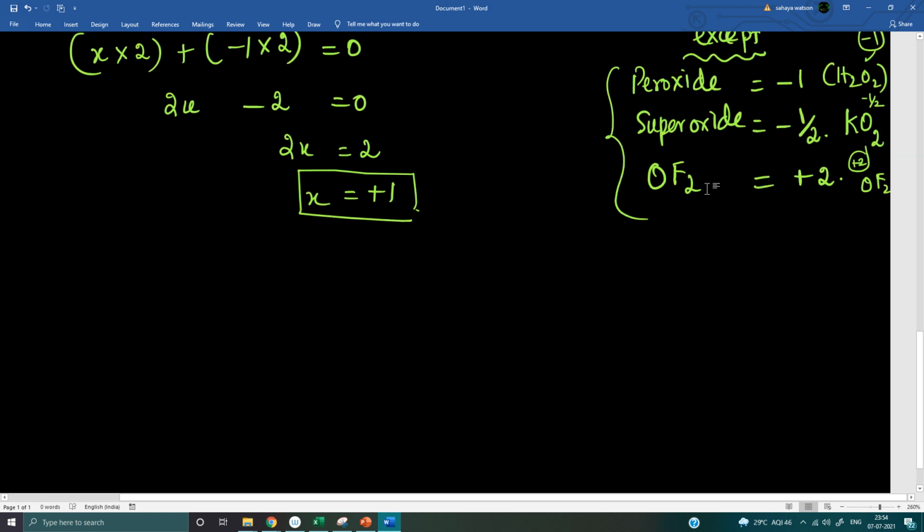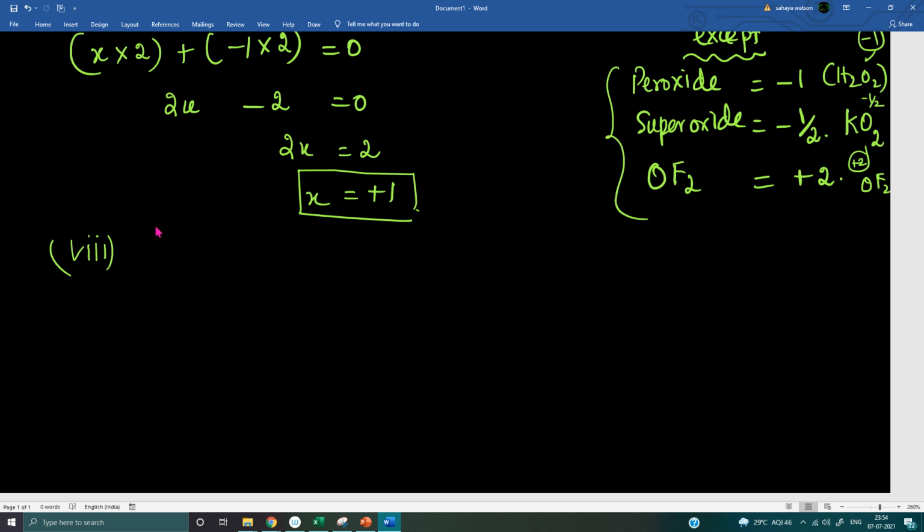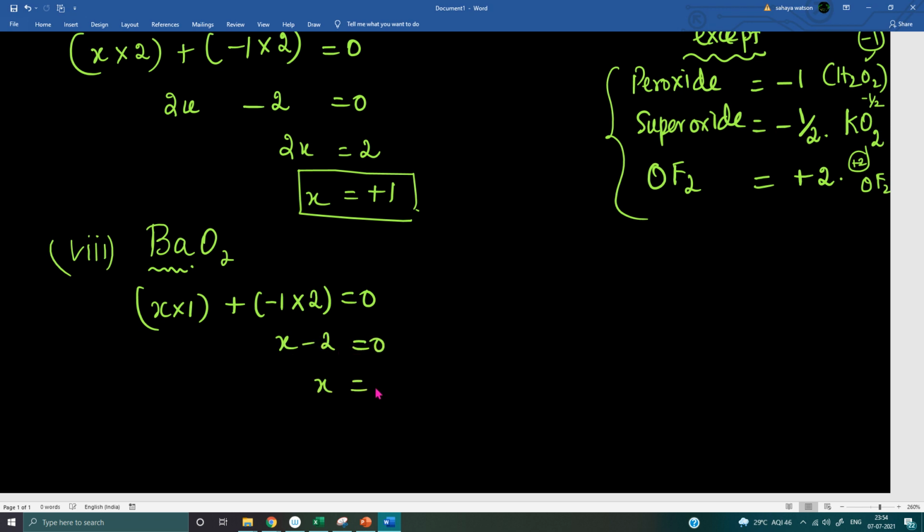Let me take one more peroxide. Let me take barium peroxide. The formula for barium peroxide is, 8th example, it is BaO2. Now we are going to find out the oxidation number for barium. X into 1 plus, it is not -2, you have to write -1. -1 into 2 equals 0. X minus 2 equals 0. X is equal to +2. So this is the oxidation number for barium.